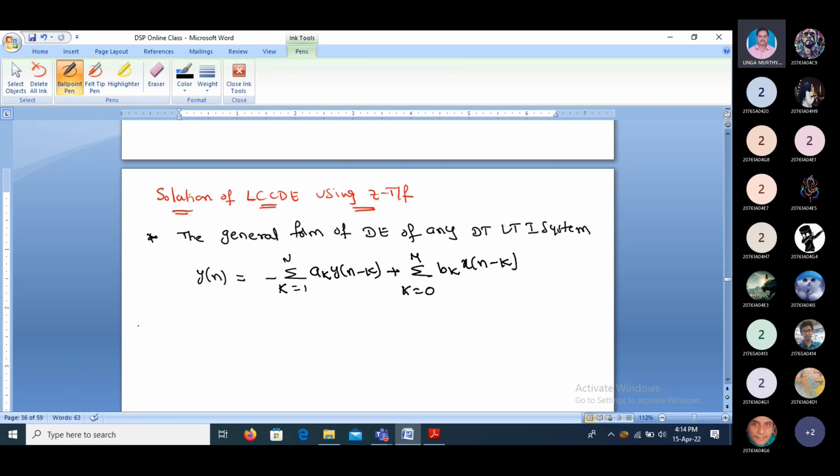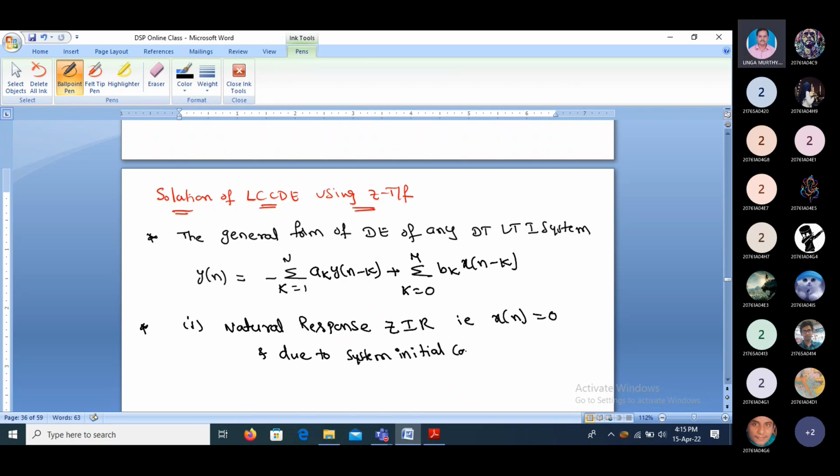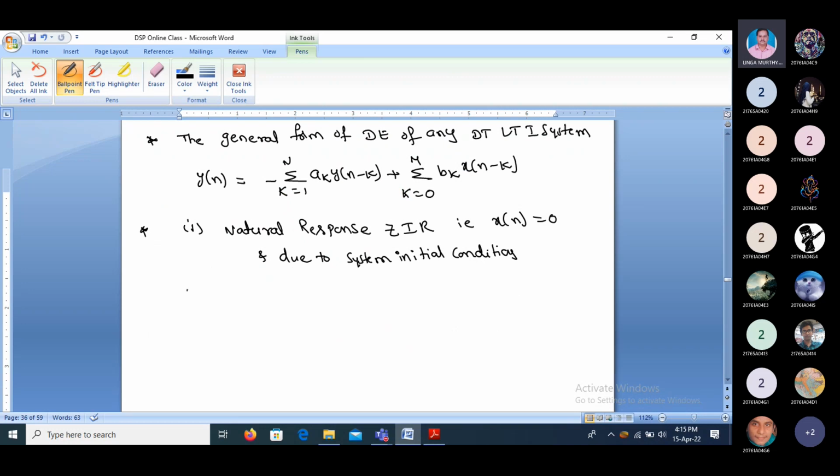Generally the solution contains two parts. One is the natural response. In the first chapter we already discussed this natural response concept. Another name for the natural response is the zero input response, which is obtained when the input x of n is equal to 0, and it is obtained due to the system initial conditions. With the help of the system initial conditions, we obtain the natural response of the given system.